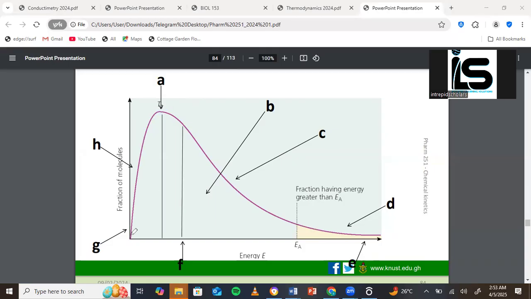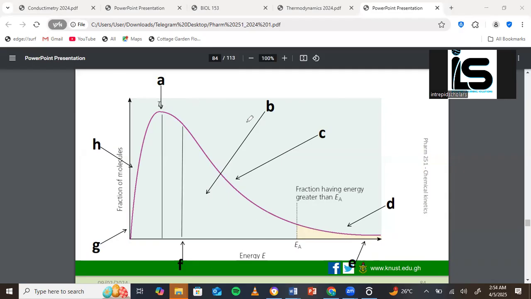Now the G: the distribution should go through the origin because there's no molecule with no energy. So it always has to go through the origin, the point where both axes are zero, where particles are zero and energy is zero. The only time we have zero energy is when we have zero particles. There's no particle that has zero energy. That is what we are saying.